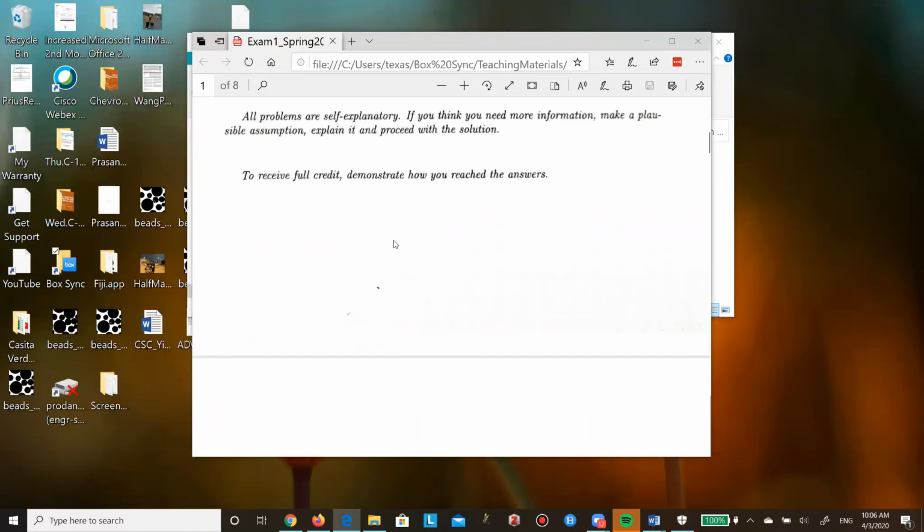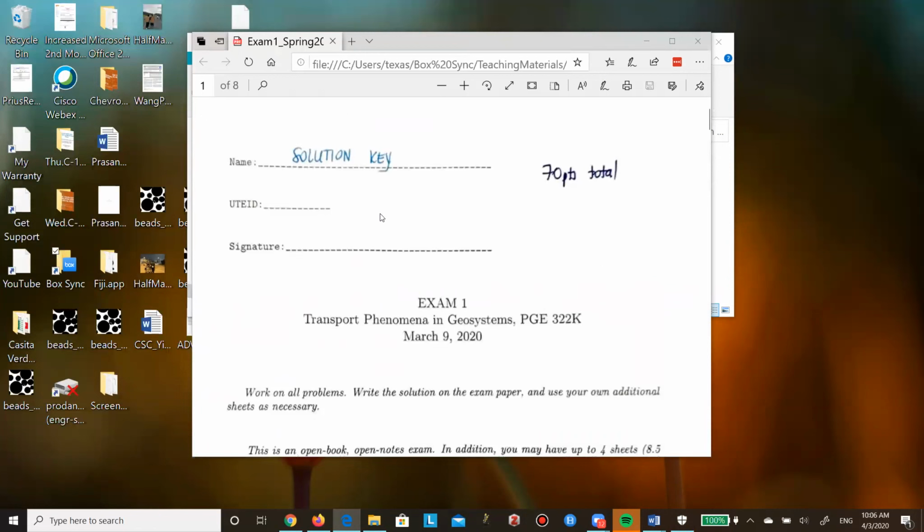Let's say that my scanner at home is nowhere near in speed to what I normally use at UT-PGE, but oh well, I don't have access to those. So by the end of the day, you will get an email with the scanned solution that you can compare with this solution key.